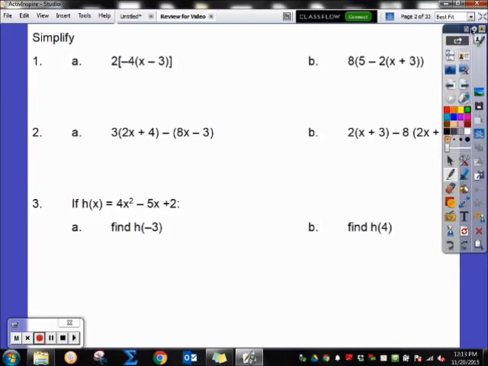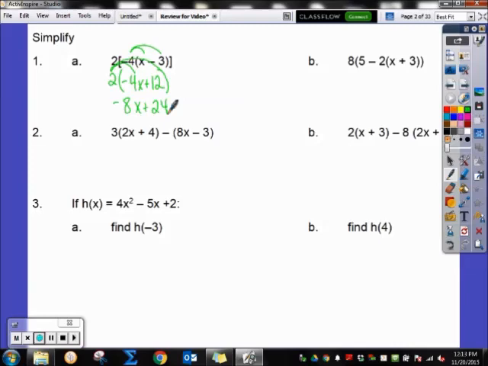So on the first one, we just need to simplify that expression, so we need to first distribute. The brackets and parentheses can be interchanged, so I'm just going to change that to parentheses, so negative 4x plus 12. Then I have to distribute the 2, so that would be negative 8x plus 24.